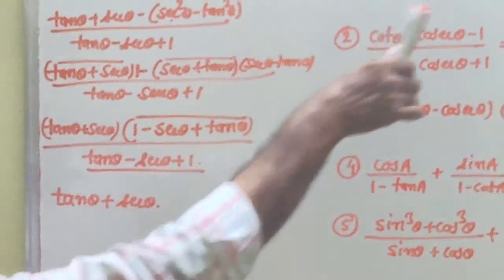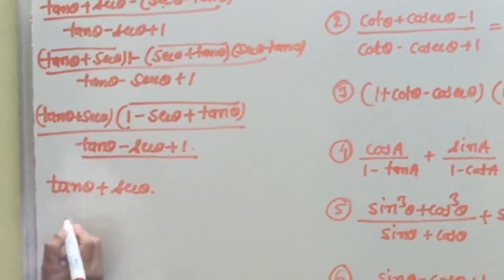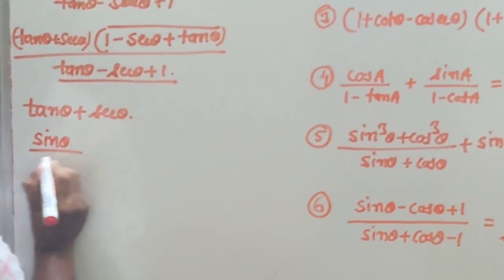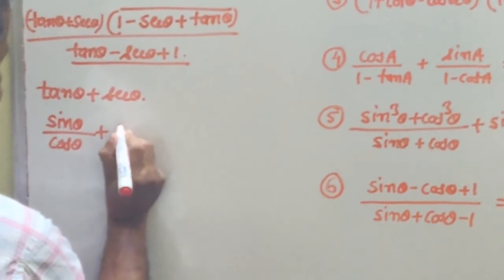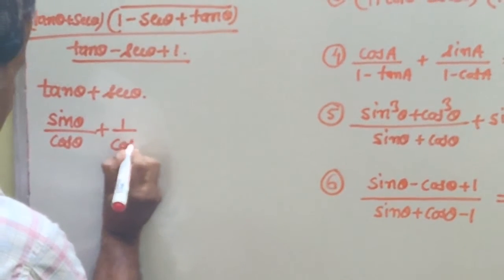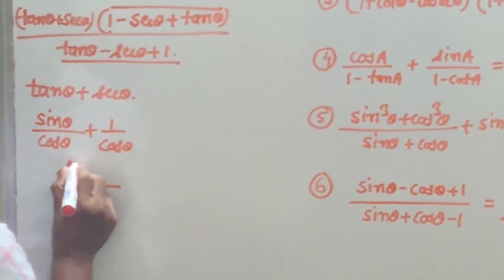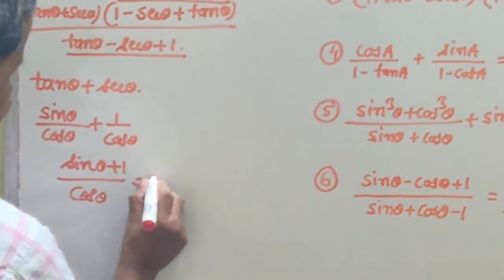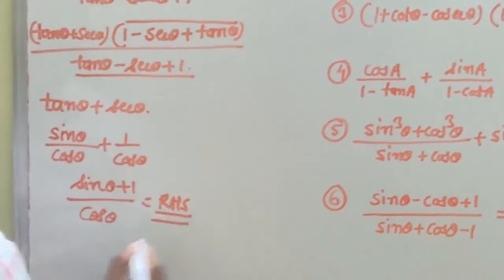But in the RHS, 1 plus sin theta upon cos theta is given. So change tan theta, you already know and I already told you, convert all ratios in sin and cos form. Now I am writing sec theta is equal to 1 upon cos theta, the same. So this will be sin theta plus 1 upon cos theta, that is equal to the RHS. This is a very important sum.